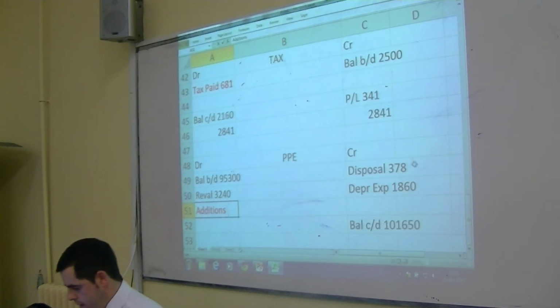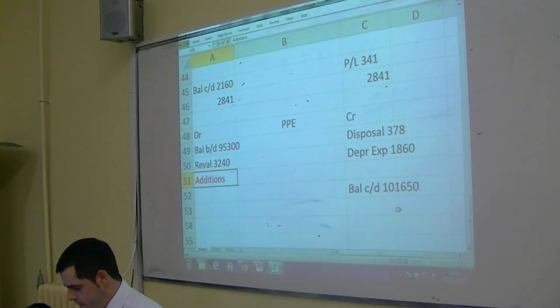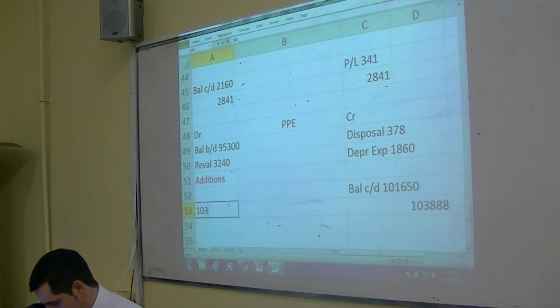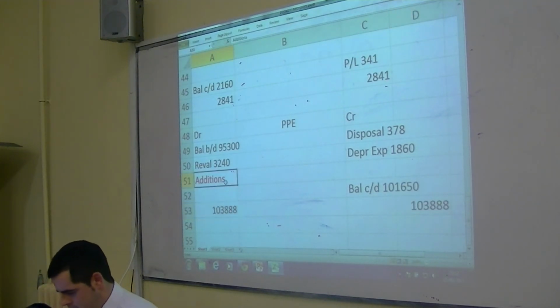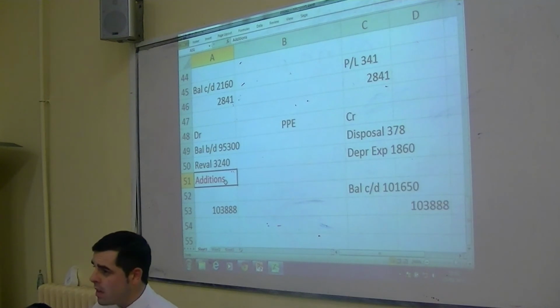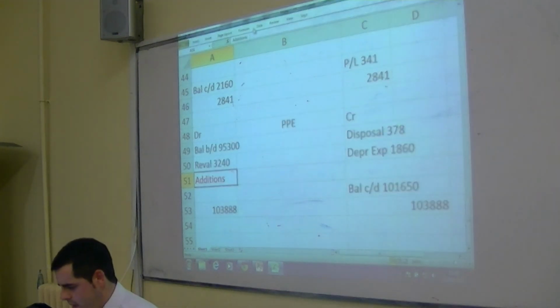So our total there is 103,888, I think. That leaves us with 5,348. I think we balance it off. Let's just check that. 5,348 is the balancing figure.